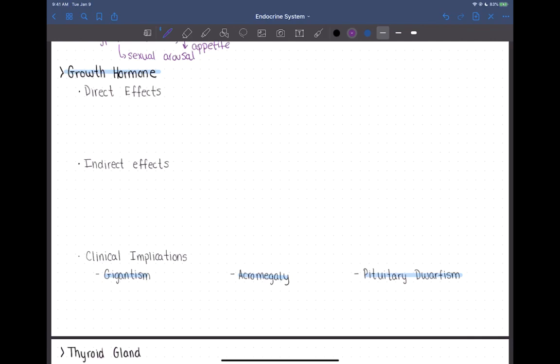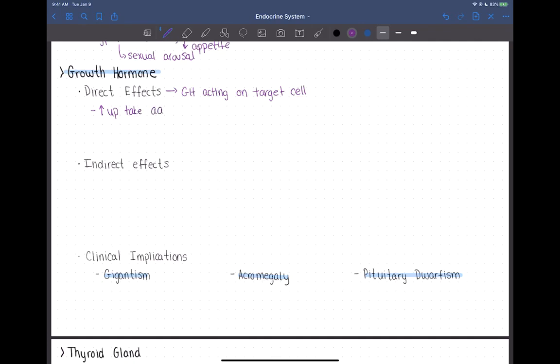With growth hormone, you can say that the effects are either going to be direct or indirect. A direct effect would be growth hormone acting on a target tissue and causing some sort of growth or change in metabolism of that target cell. So it is directly affecting the activity of some sort of cell. Some of these effects would be causing the cell to increase its uptake of amino acids.